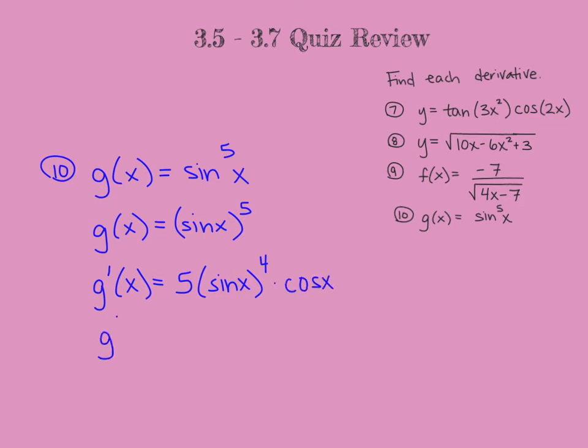So then writing this as a final answer, that 4 ends up going back here. That's just how we cleanly write it. And the cosine and the sine to the 4th could have been written in either order, but the 5 should go out front.